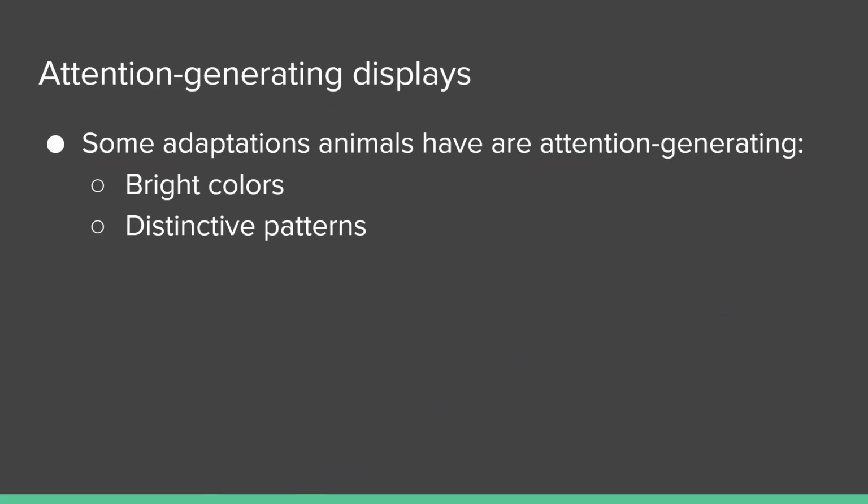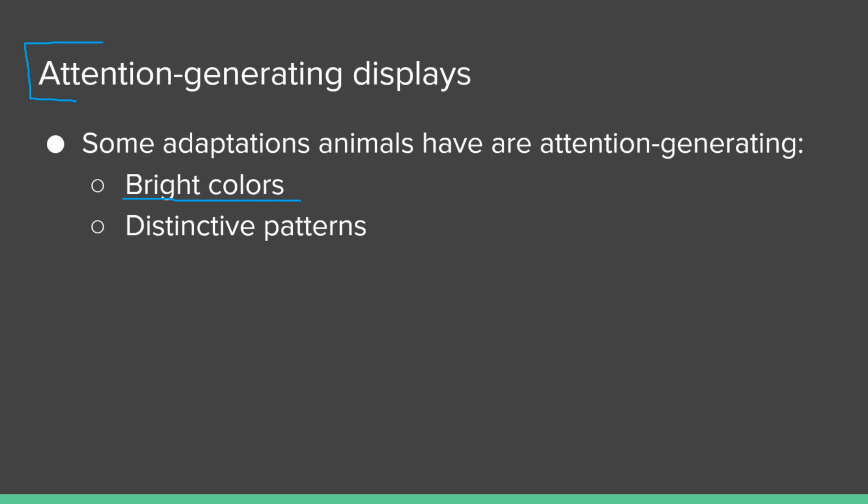So the first type of adaptation that we're going to look at is attention generating displays. Obviously this is some kind of characteristic of an animal that will help them earn attention of some sort for some reason, just to gather the attention of the other animals. First example of that is bright colors, whether that be to say, ooh, hey, look at me, or maybe even scare predators away sometimes.